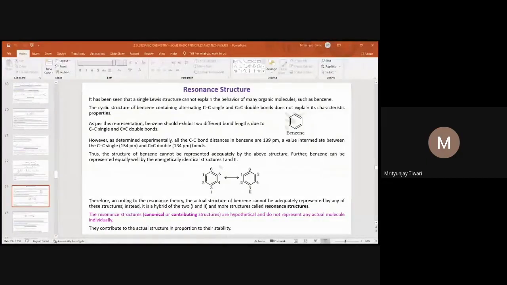There are different criteria based on which we can determine the stability of different resonating structures. The first one is the more number of covalent bonds. If the number of covalent bonds in one structure is more, then that will be the most stable. Then comes the structure in which all the atoms have a complete octet. Then the more dispersal of charge. If there is any net charge on the molecule, this charge should be dispersed more, and if it is more dispersed, we get more stability.